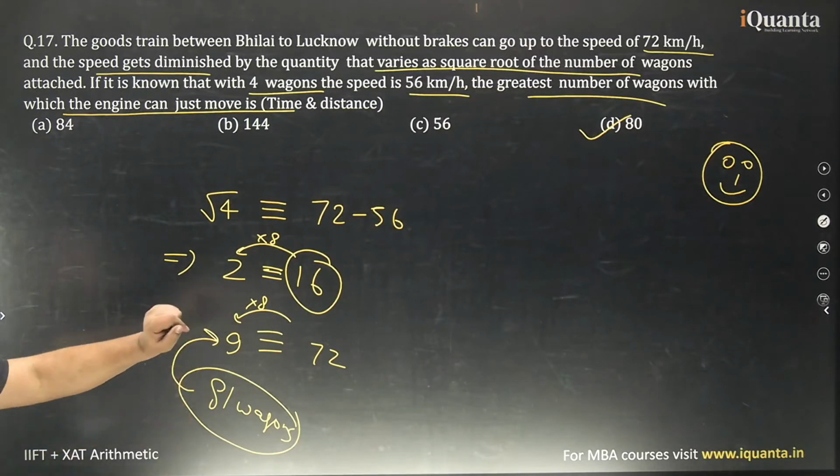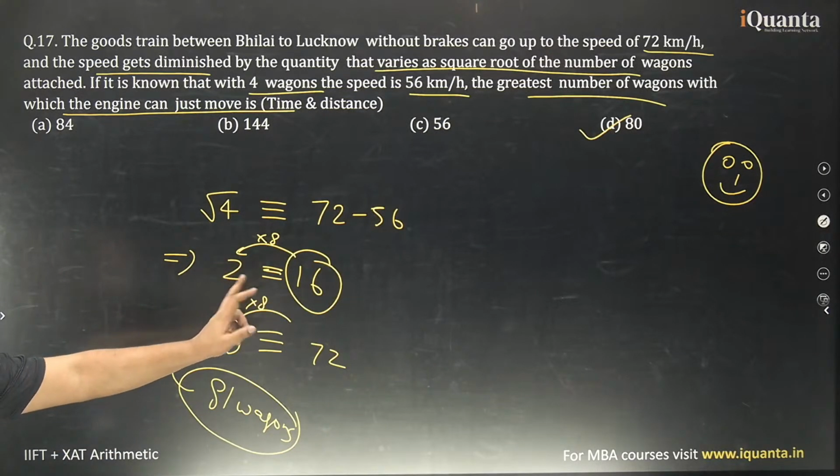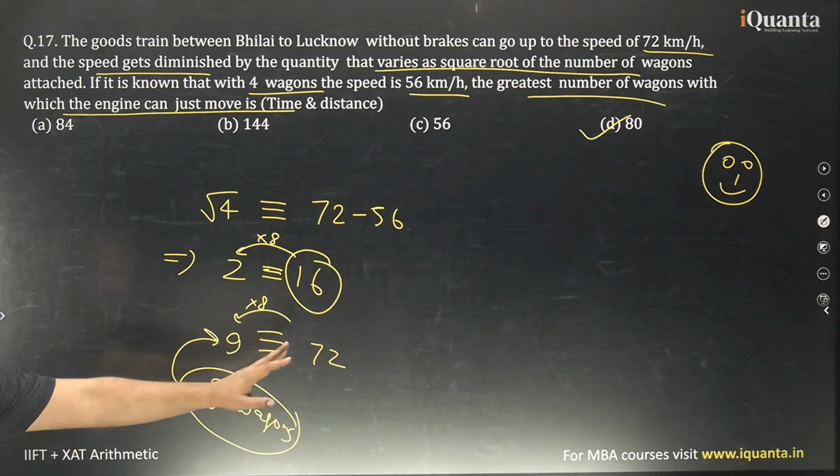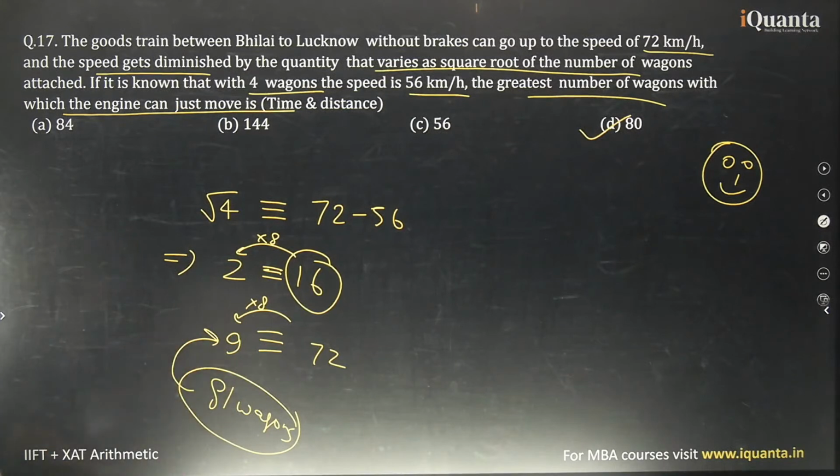देखो यहाँ मैंने जल्दी कैसे कर दिया? I saw relation 2 multiplied by 8. So 9 multiplied by 8 is 72. And square of 9 is 81. At 81 wagons attached, that engine will not move at all. I'll just remove one wagon so that it just moves. Okay. So 80 is the answer. A nice question, I must say. Next.